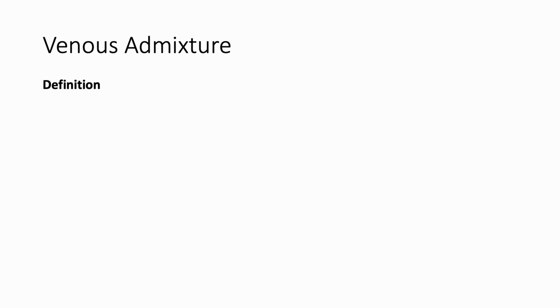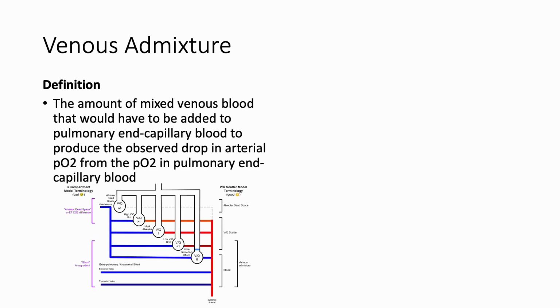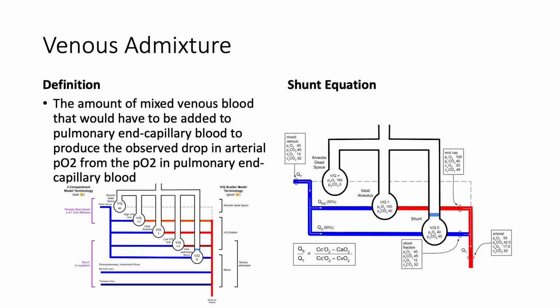This model introduces a new concept, venous admixture, which is the amount of mixed venous blood that would have to be added to pulmonary end capillary blood to produce the observed drop in arterial PO2 from the PO2 in pulmonary end capillary blood. Now, this is a very wordy definition, and to me, the meaning of it is not immediately clear. For a moment, let's go back to the three-compartment model.